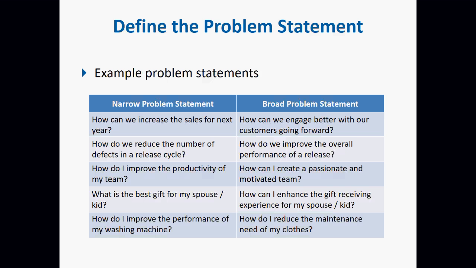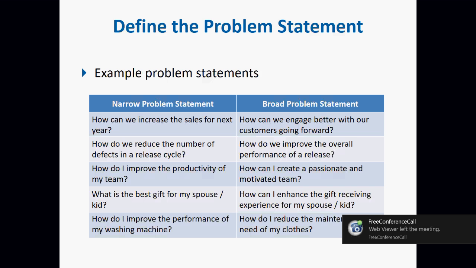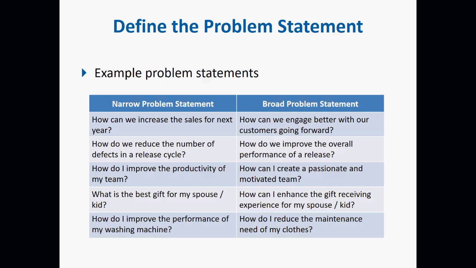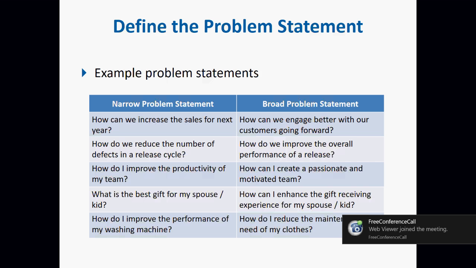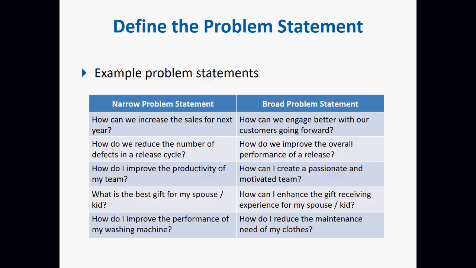Now, some examples of problem statements. A narrow problem statement example would be how can we increase the sales for the next year. It's very narrow because it talks about needing to increase the sales. A broader problem statement that is more applicable for design challenges would be how can we engage better with our customers going forward? Because better customer engagement can result in more sales, either by getting newer customers or even by getting repeated customers. It also broadens the problem to what are the problems related to the sales of our product and service at this time.